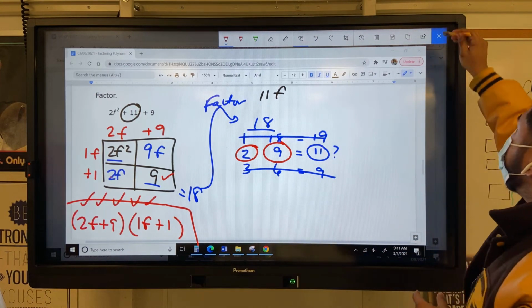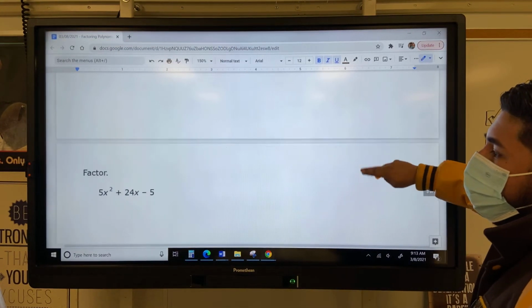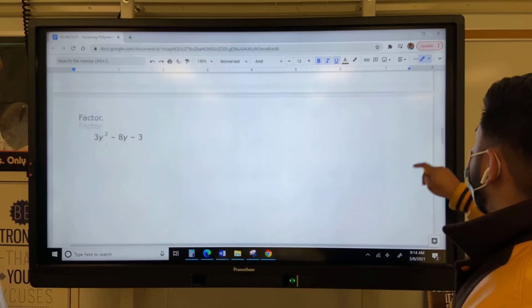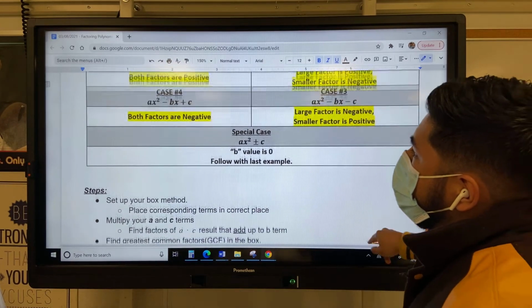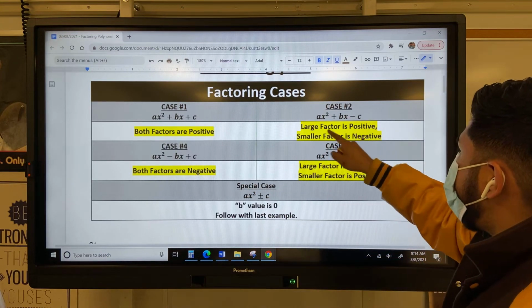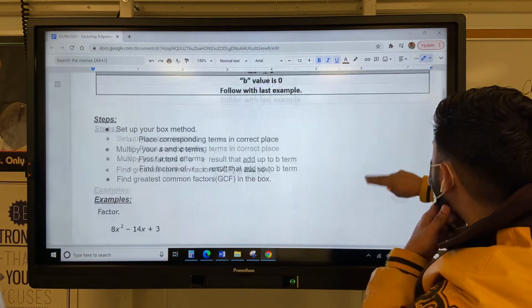All right, here we go. Positive, negative. Let's look at the case real quick. Positive, negative. Positive, negative, boom. Large factor is positive, small one is negative, so small numbers are negative. Okay.